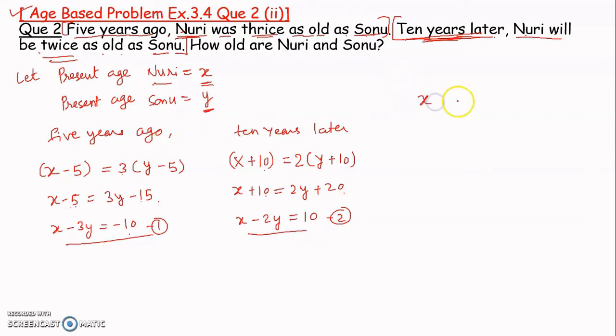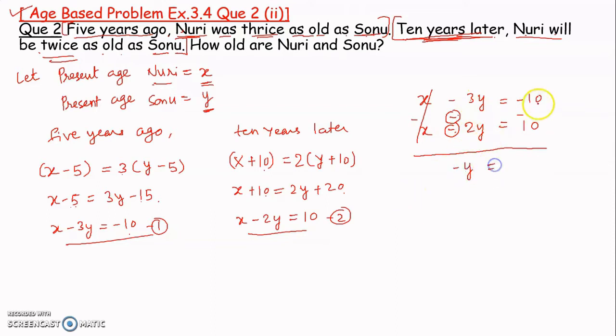Let's see the first equation, X minus 3y equal to minus 10, and second equation, X minus 2y equal to 10. Now if you do the subtraction of those two equations, then here x minus x, those x will be cancelled out, here minus 3y and minus 2y, so minus minus become plus, so minus 3y plus 2y, that will become minus y equal to here minus 10 minus 10, that is minus 20. So here we get y equal to 20.